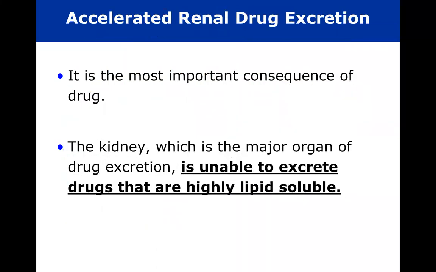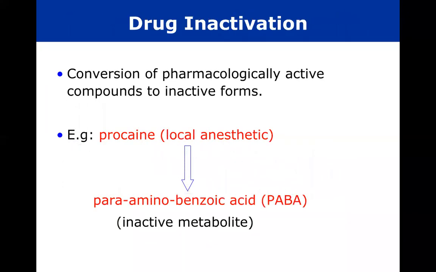Regarding accelerated renal drug excretion, it is the most important consequence of drug metabolism. The kidney, which is the major organ of drug excretion, is unable to excrete drugs that are highly lipid soluble. So the final result of metabolism is conversion of lipid-soluble drugs to water-soluble forms, which will enhance excretion.